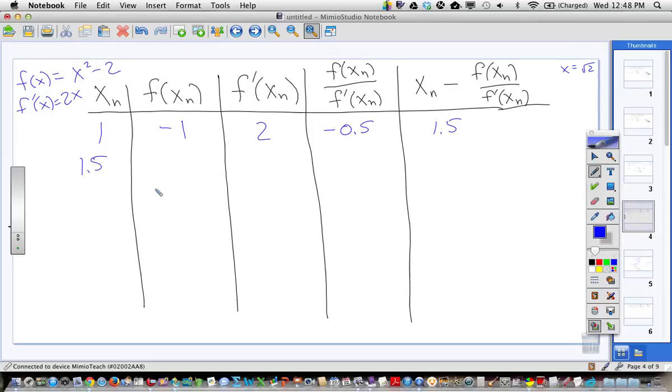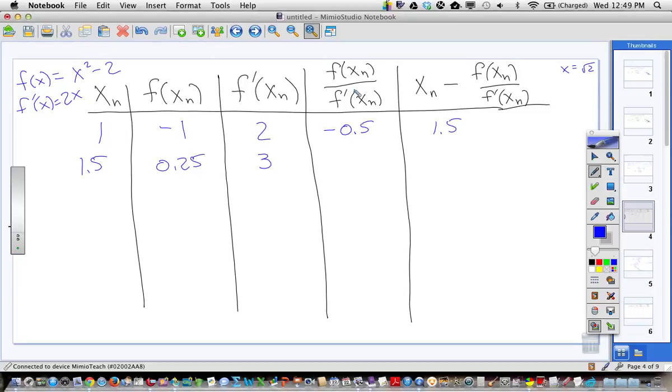Okay, now here's where we can use our calculator. So now we would plug 1.5 into here. Well, it's not that hard. Again, if you were working this by hand, 1.5 times 1.5 is not that hard to do. And then take away 2. That's 0.25. Okay, and then f prime of 1.5 is 3.